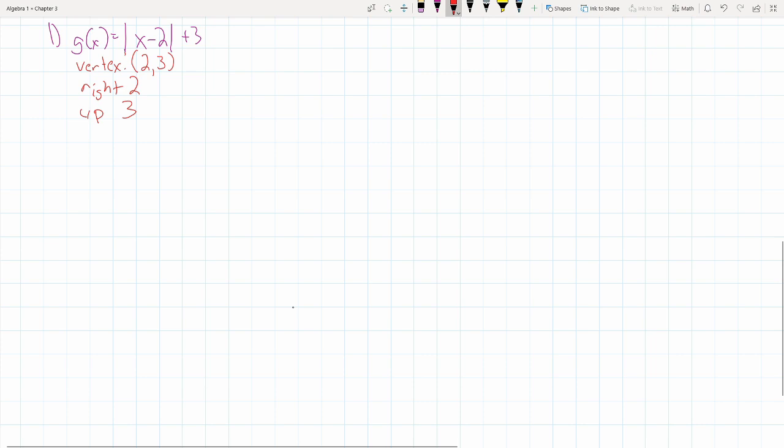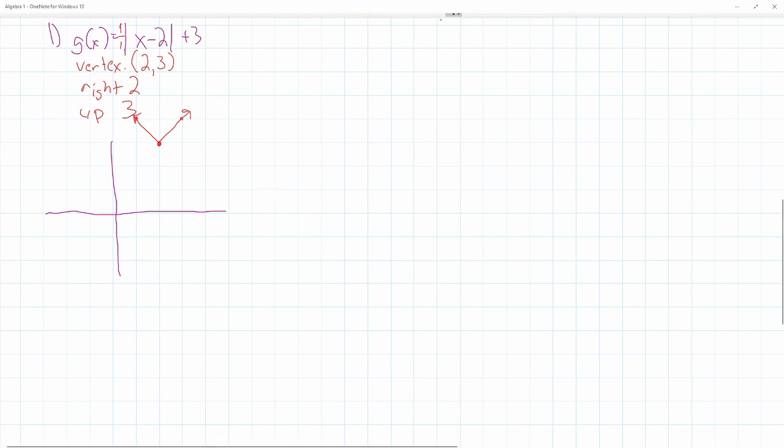So if I were to graph this, it's going to look like this a little bit. I go right 2, 1, 2, go up 3, 1, 2, 3, and this is where my vertex is now located. There's a couple other things in here. We have an a, but it's 1 over 1, so that tells us our slope for both sides. It's up 1 over 1, up 1 over 1. And so we have this little tiny thing, and it goes on forever.